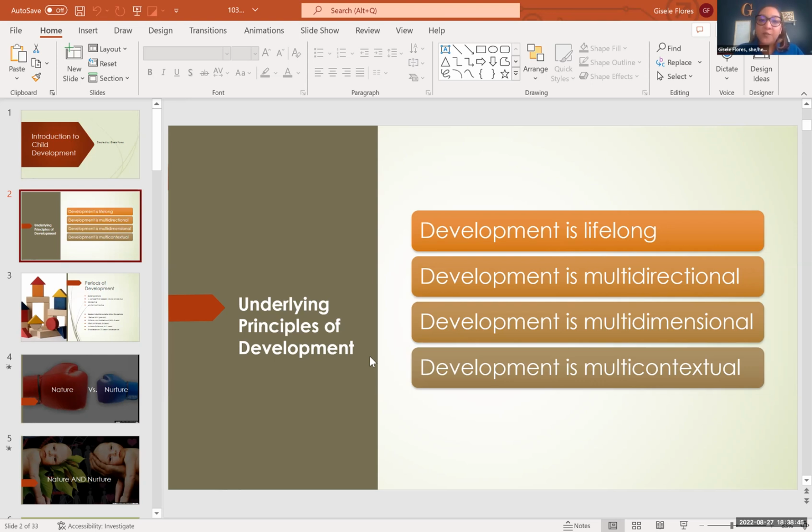For the physical domain, we're specifically looking at physical changes in the body. So height, weight, and the ability to do different skills, gross motor and fine motor skills. Those words are going to become more familiar to you, I promise, throughout the semester.